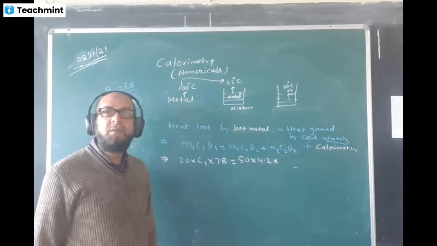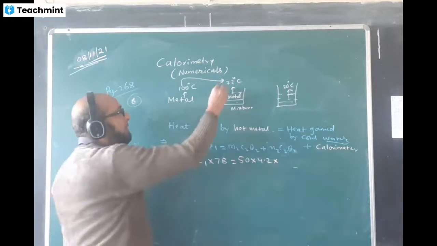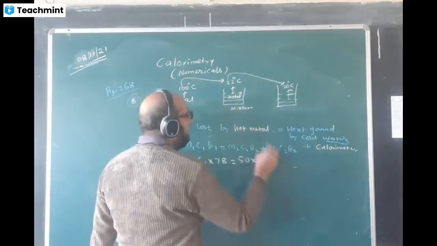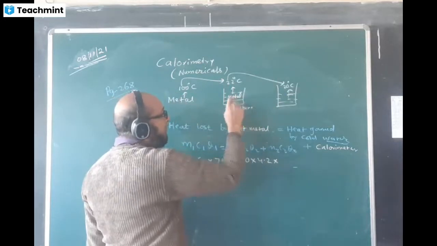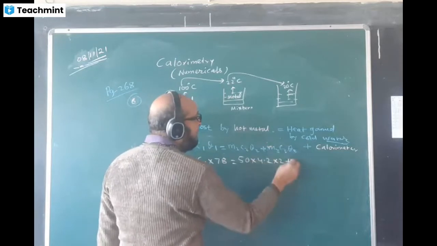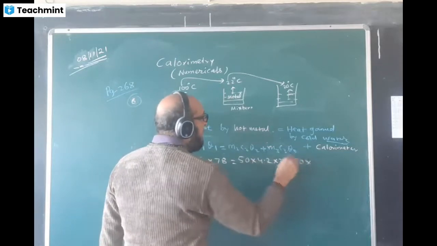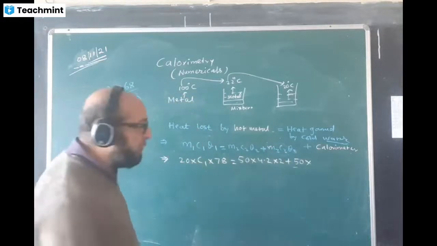Theta 2 value is how much? 2. This minus this, this minus this. That's why I always keep the mixture in between the hot and cold. Mass of the calorimeter is also given, 50. SHC of calorimeter is given in the question, 0.42.